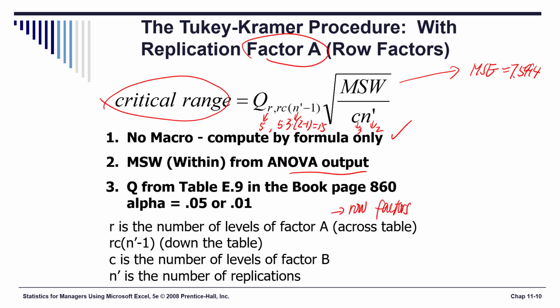We are doing the Tukey Kramer procedure on the row factors, and then RC times n prime minus 1. So use those two to locate the Q values from the Q table. And C is the number of levels of factor B. So in that previous example, C is equal to 3. N prime is the number of repetitions. So I will just try to explain all of these terms here.